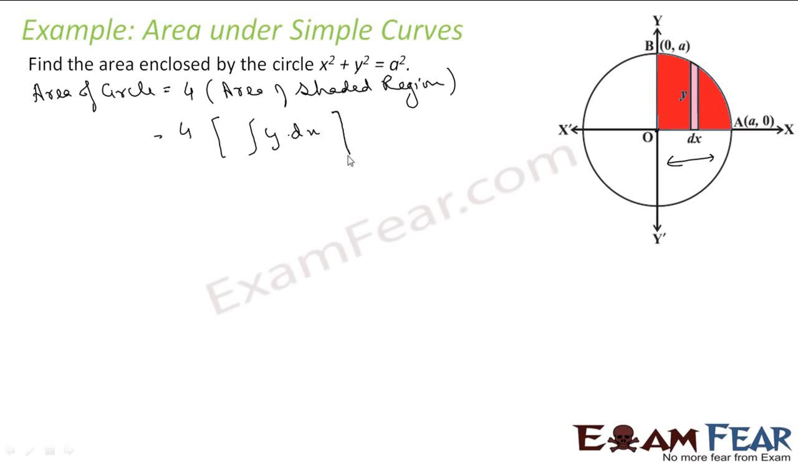Please pay attention here, because I have my y strip here, dx strip here, right? And dx is varying and x is varying from 0 to a. Please note, this one is 0 and this one is a, the x component. So x is varying from 0 to a. This will be my area of the shaded region, integral of y dx from 0 to a.